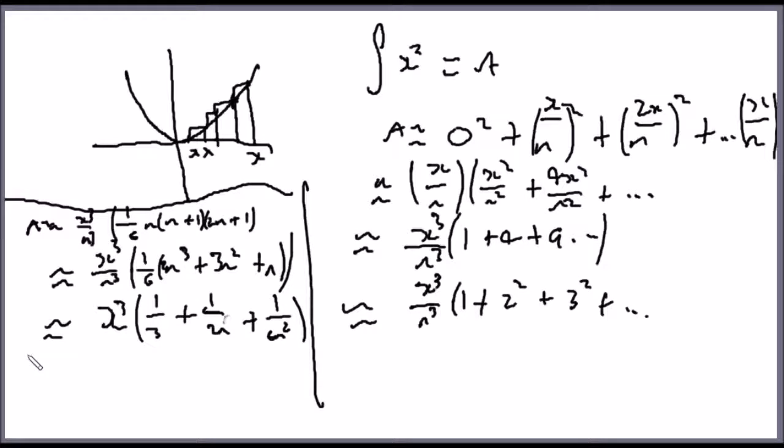Now we're going to take the limit process, another limiting process here. By letting n approach infinity, the area is equal to x cubed times a third. So here's our result, and therefore the area is equal to this function, which is x cubed over 3.